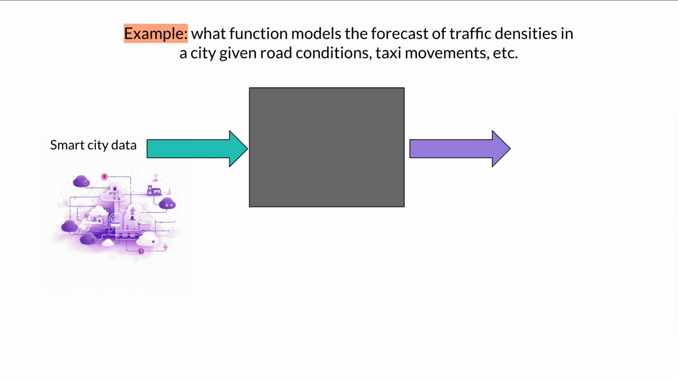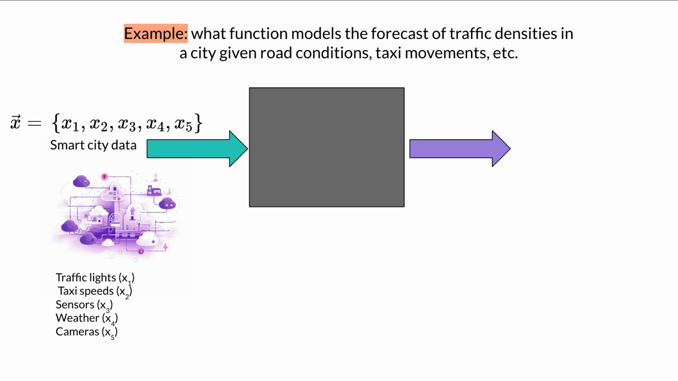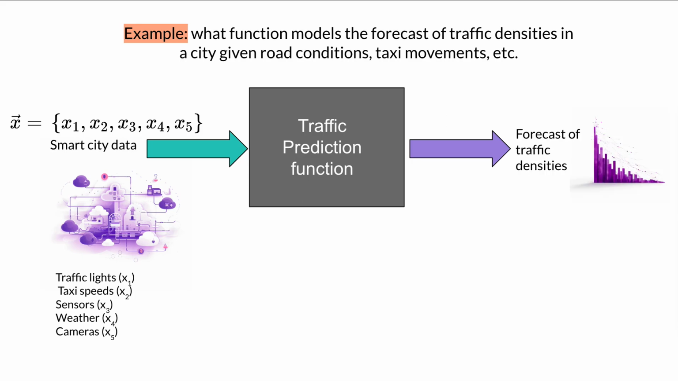If we, for example, imagine we're trying to characterize some smart city, which is a big use case for AI, we might have data like traffic lights, taxi speed, sensors, weather predictions, and camera data from computer vision. And these are our features that we feed into the network. And maybe what we're trying to discover is some underlying traffic prediction function that tells us a reasonably accurate forecast of traffic densities around the city.